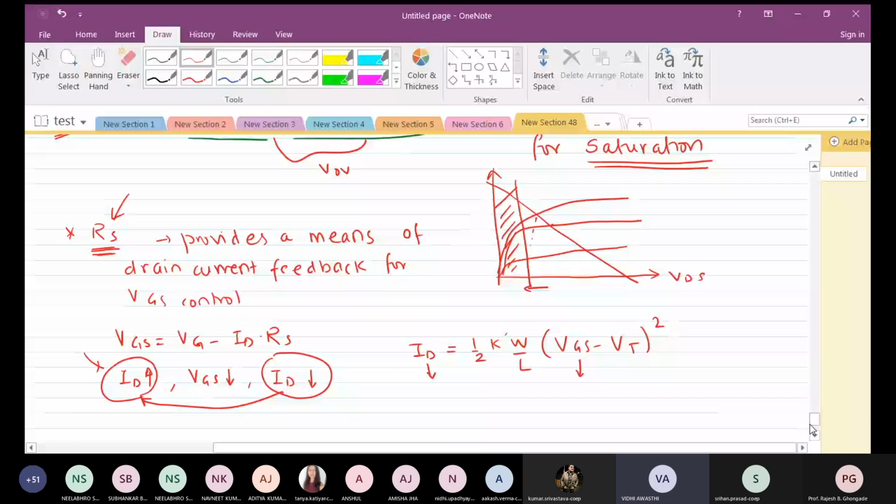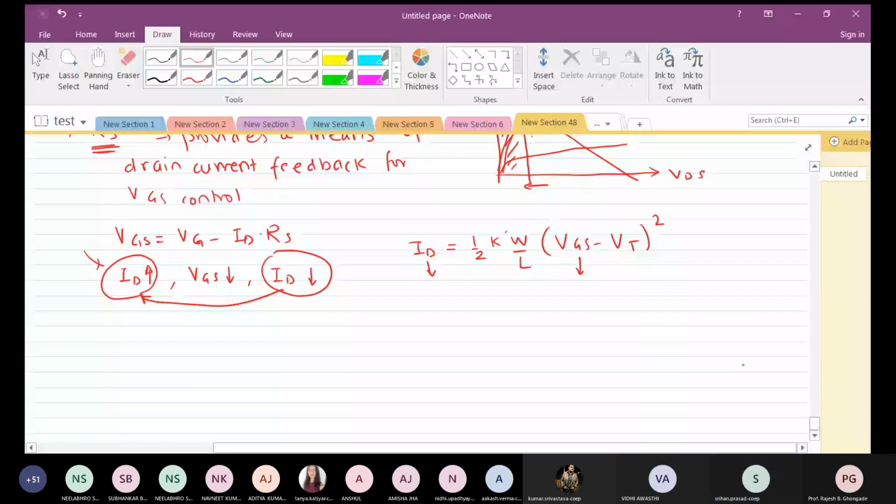I think we have run out of time. If you have got any doubts, any questions, please let me know. Tomorrow we will take a very nice example of both analysis as well as design of biasing. Any doubts, any questions?